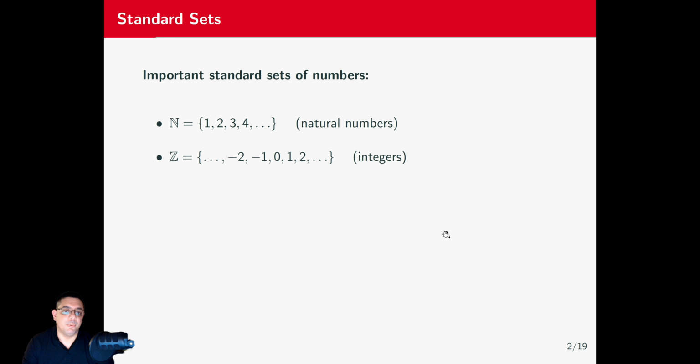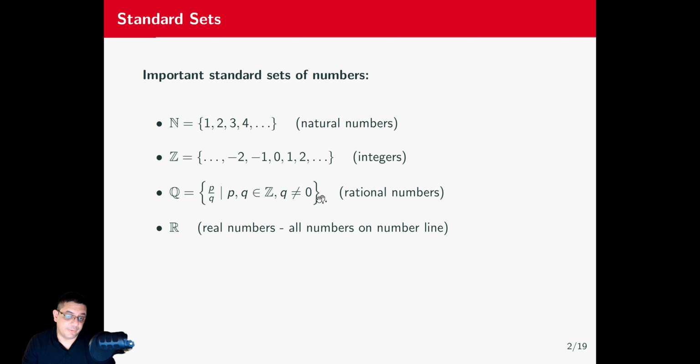Now, we have some important sets of numbers that we've been using. We have the natural numbers that start from 1, so 1, 2, 3, 4, and so on. The integers, which include all the naturals, 0, and all the negatives of the naturals. The rationals, which are the fractions of the form p over q, with p and q integers and q different from 0. The real numbers, which are all the numbers on the real line. And we have this relationship in terms of subsets: the naturals are a subset of the integers, which are a subset of the rationals, and the rationals are a subset of the reals.